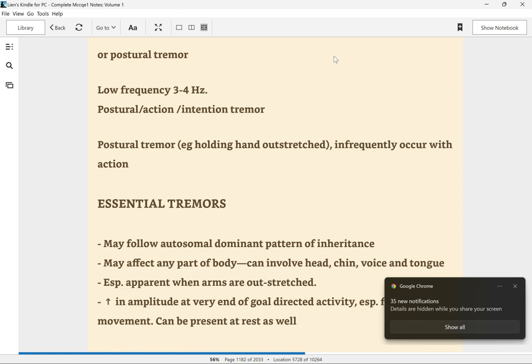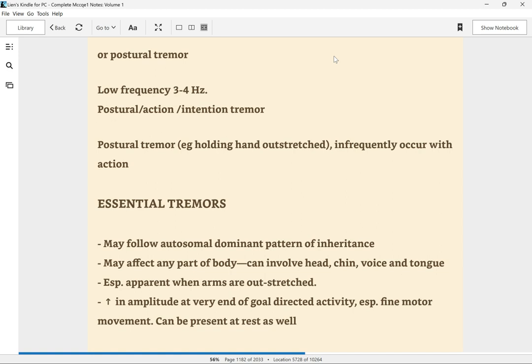Essential tremors may follow an autosomal dominant pattern of inheritance, may affect any part of the body, and can involve the head, chin, voice, and tongue, especially apparent when arms are outstretched. Intention tremor: increase in amplitude at the very end of goal-directed activity, especially fine motor movement. Can be present at rest as well.